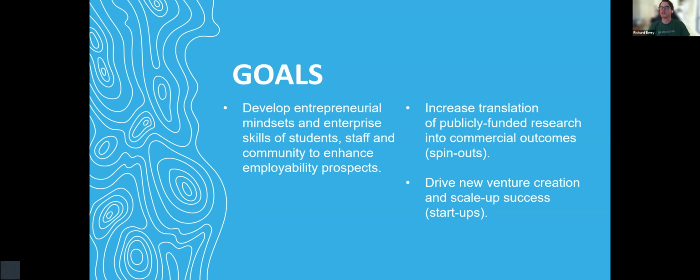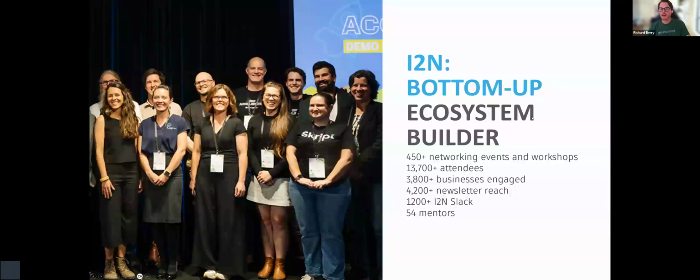So there'll be a number of researchers on the call who are spin-outs and who take part in the program. And there'll be a number of people on the call who are startups who take part in the program as well. But we've been around for a little while. This is a bit of a vanity metric slide on how we do things, what we've done in the past, and how we've connected with people.